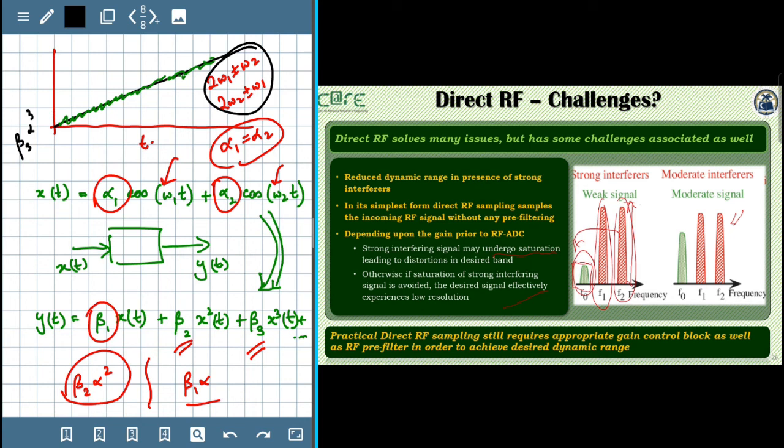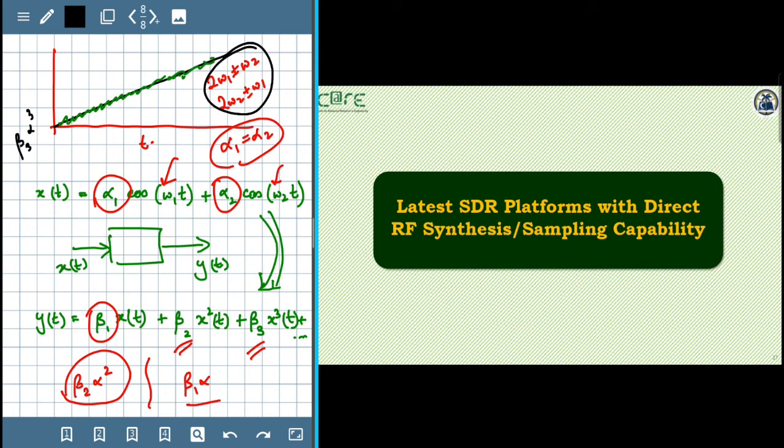So some degree of pre-filtering needs to be applied whenever we are using even the direct RF sampling. Now towards the end of this tutorial, let's talk about some of the latest developments in the field of direct RF sampling. We are going to see what are the latest SDR platforms with direct RF synthesis and sampling capability.